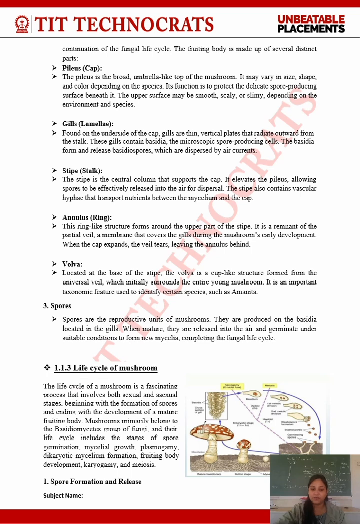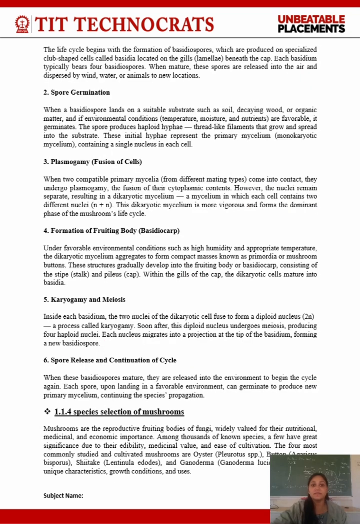Let's start the life cycle of mushroom. In this part, we have to study how the spore germinates and how the fruiting body is formed. It includes major steps, and these are spore germination, fusion of the cells, then formation of the fruiting body, which is called basidiocarp, and karyogamy, which is also called the meiosis stage. And the last is the continuation of the cycle or spore release.